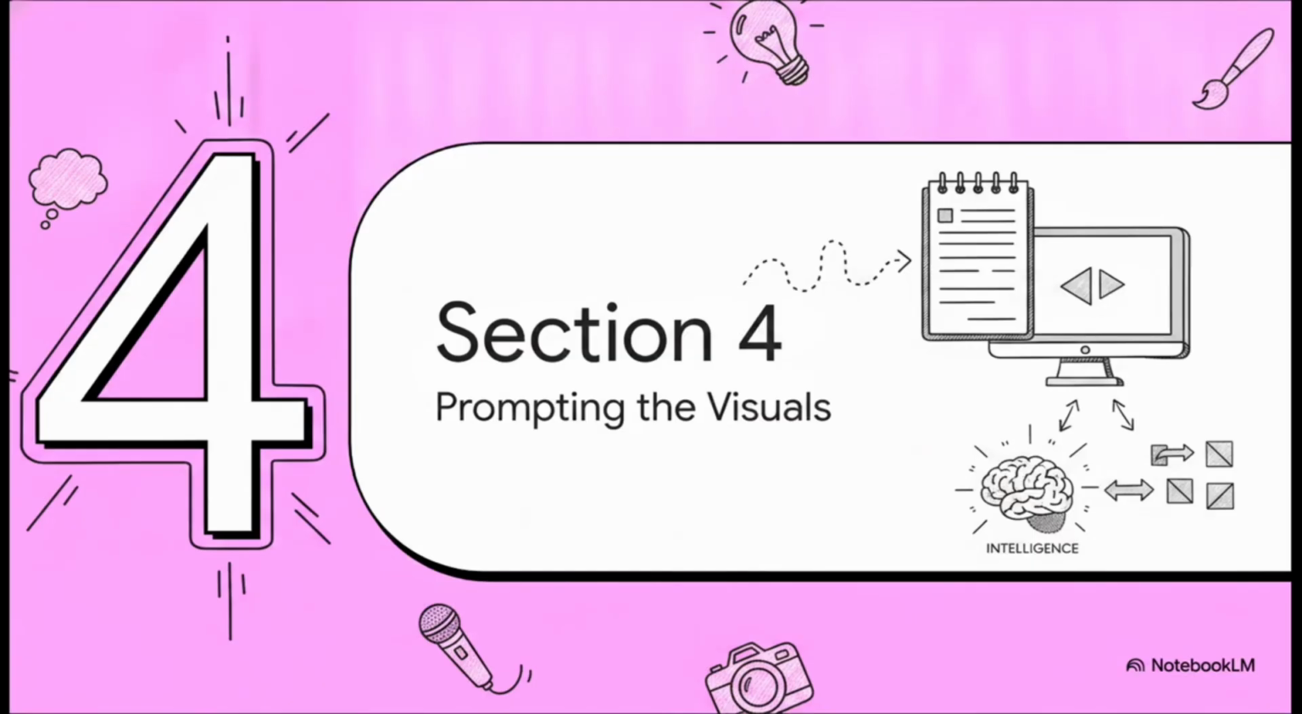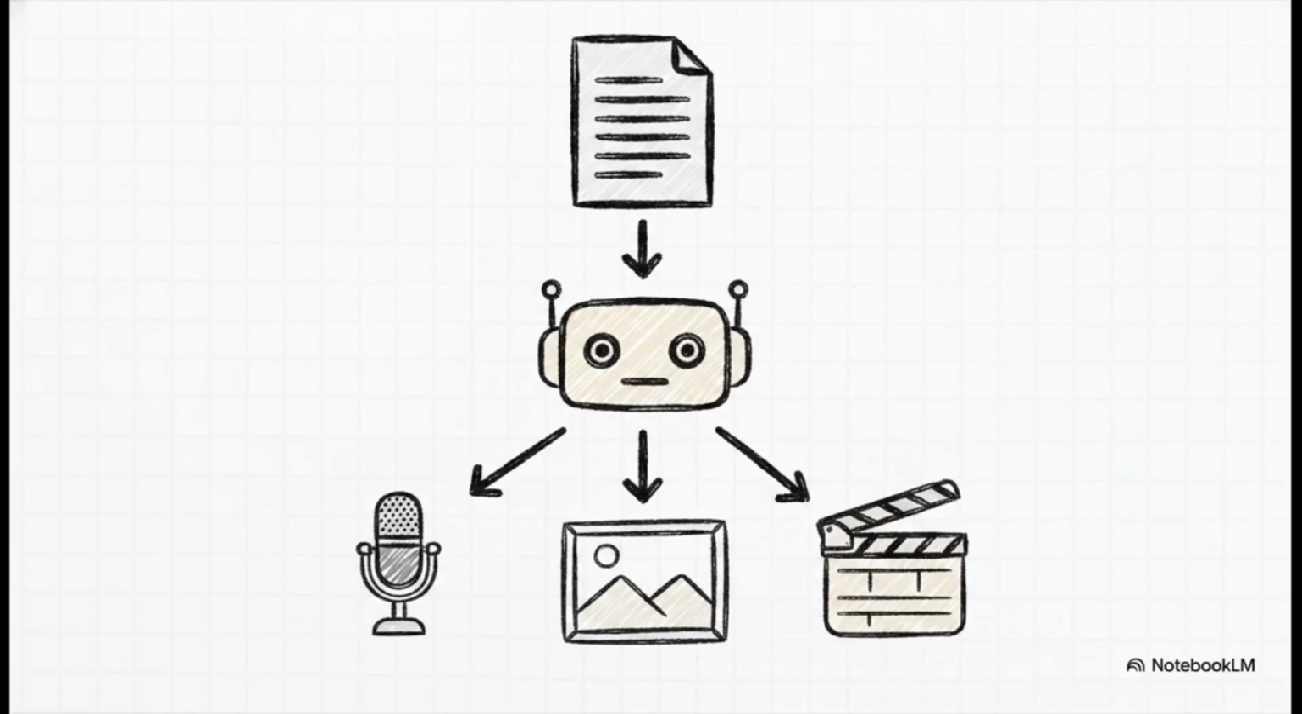With a shiny new, completed script in hand, we arrive at Section 4, prompting the visuals. Okay, so we have our text, but how do we translate that narrative into actual visual directions for the AI? So the crucial point is using ChatGPT to bridge that gap. You feed your Notebook LM script into ChatGPT and use it as a visual renderer.